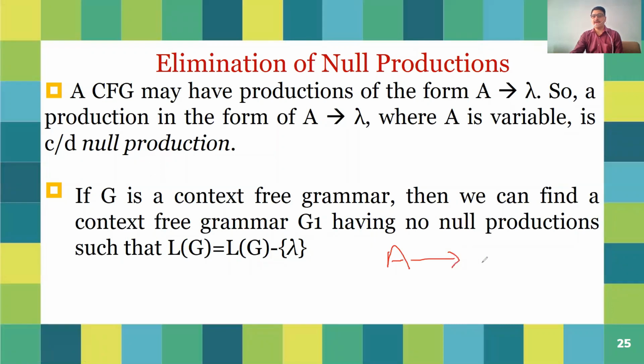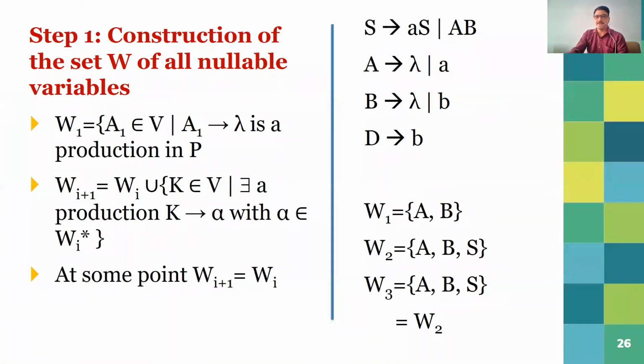If any grammar has this type of production, that is A to null, these types of productions are called null productions, and we have to try to remove them from the grammar. Now just see the method or theorem for how we can eliminate the null production from the grammar. So start with step one.